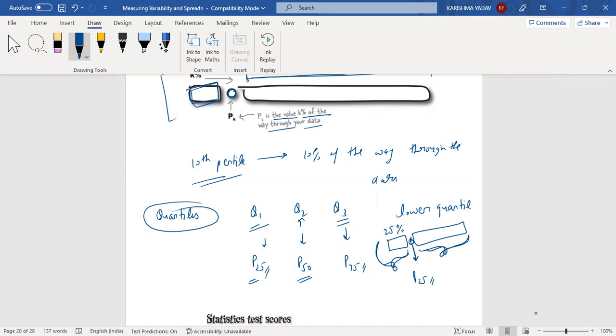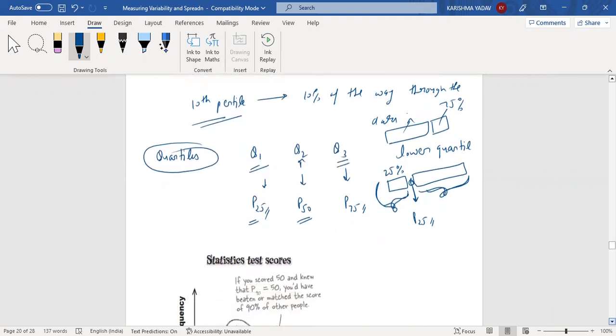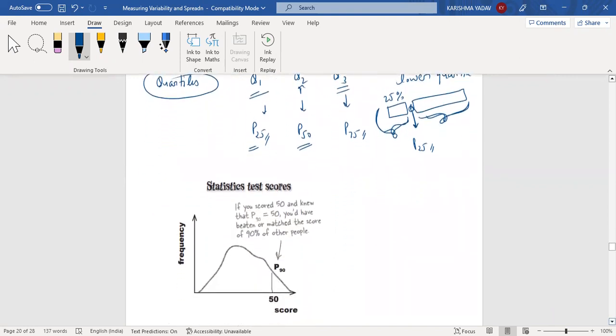Similarly goes for the upper quartile. We have some data, and this is 75% of the data here. We are considering 75% of the data here and the remaining part is here. Now let's consider an example.